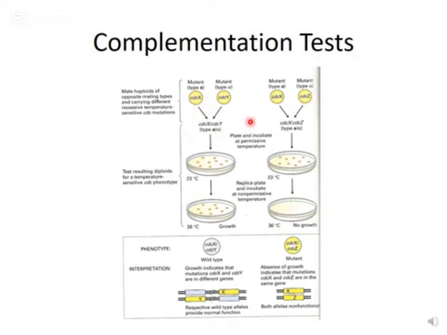So if the location is different, what happens is that if we repeat the experiment that we just explained, we'd have diploids that have temperature sensitive CDC phenotype in both cells. However, if we go to the non-permissive temperature, what happens is that in the first plate, the phenotype of the mutation does not show up, but it does show up in the second plate.